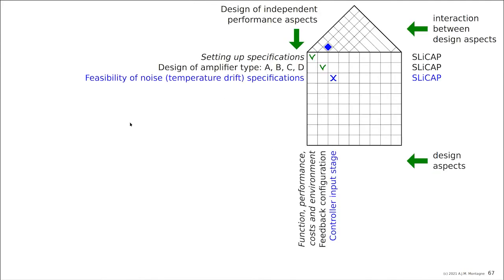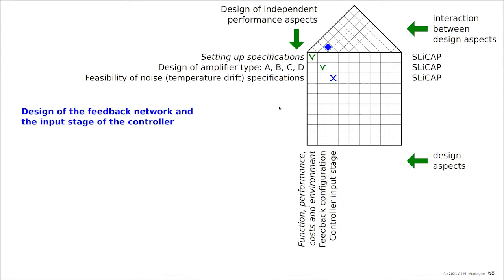So here we have to do the feasibility of noise and maybe temperature offset and bias current, which we can model as equivalent input noise sources as well. We can do it all with SLiCAP as simulator, and what we are going to design is basically the controller input stage, and the design aspects are the width, the length, and the operating current of this stage.